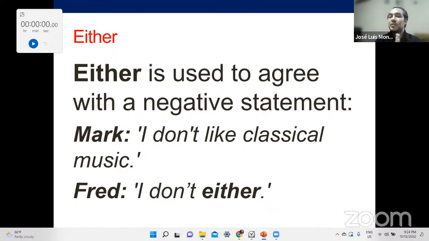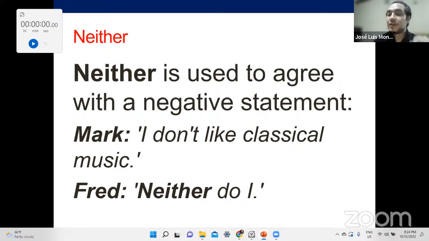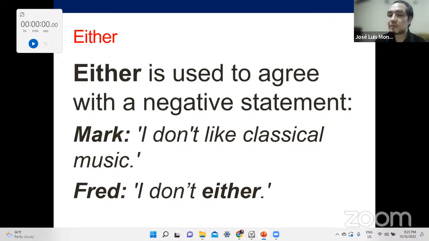Okay, so we're going to repeat one more time. My idea was, I won't travel tomorrow. It means that if you want to use neither, you use inversion. Neither will I. But it's inversion with affirmative. But if you want to use either, it's going to be normal sentence order. I won't either. Okay, so one more time, just to clarify that one, please, Lucia.